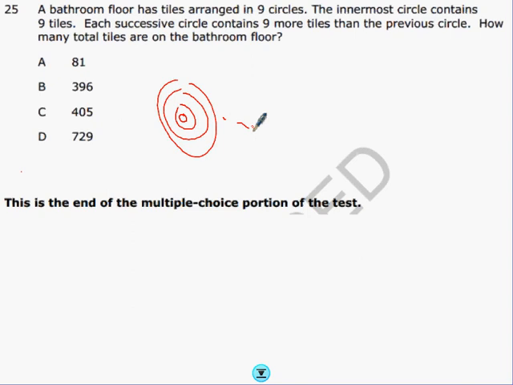How many total tiles? Well, let's think about this. I've got 9 in the first, and I've got 9 more than that in the next. It's 18. Plus 9 more is 27. Plus 9 more is 36, and so on and so forth. If you forgot how to use the formulas, again, they provide them, or you could easily just plug this in yourself. So we've got 9 circles. How many tiles are on the bathroom floor?